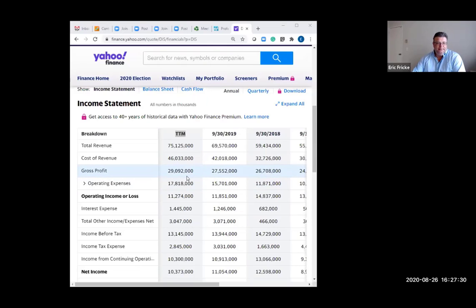Okay, so we want to know earnings before interest and taxes. And check this out. Here's net income. Here's the income tax expense. And here's interest expense. So we want earnings before interest and tax, so the number right before that. And that's going to be our operating income right here.